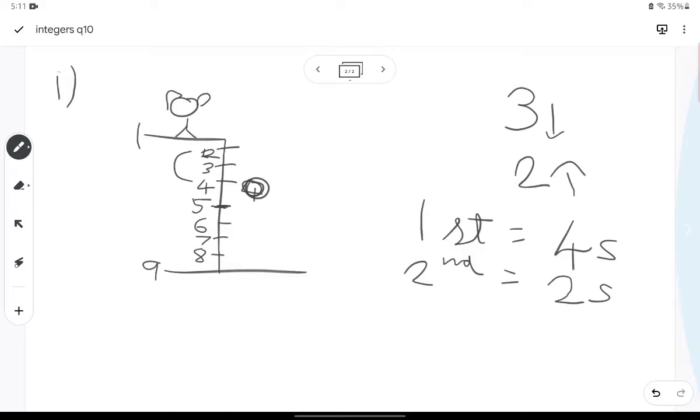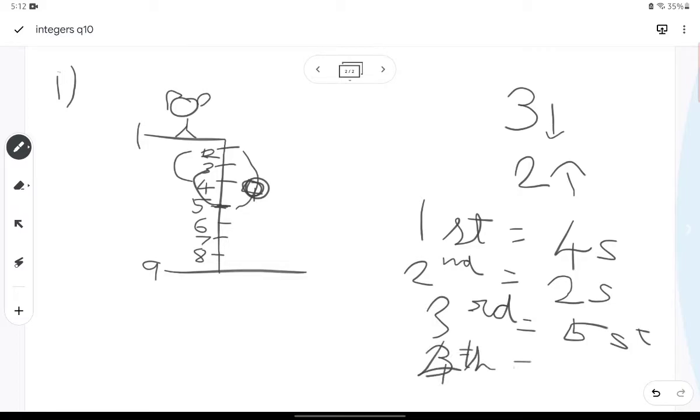So after the second step, he needs to move 3 steps down, so he goes to the 5th step. So in the 3rd jump, he is at the 5th step. Now he needs to move 2 steps up, so he is at the 3rd step. So 4th time, 3rd step.